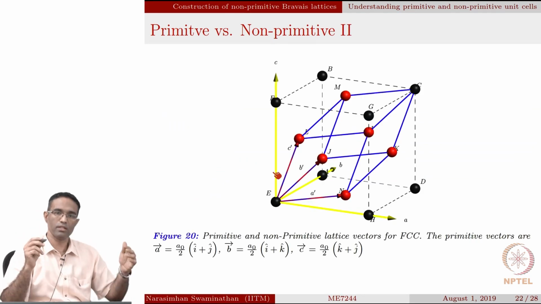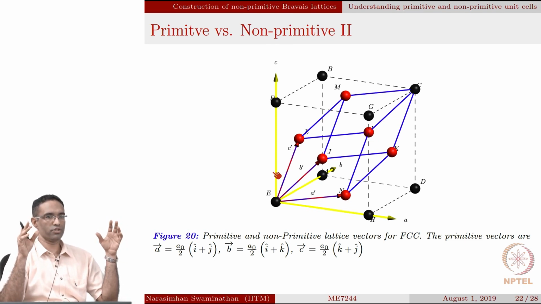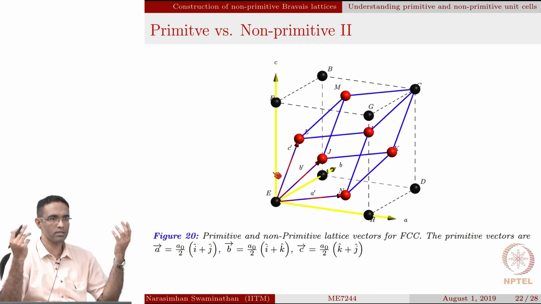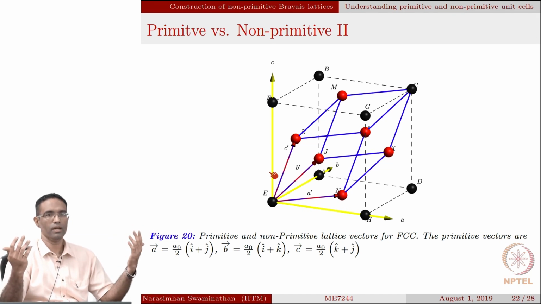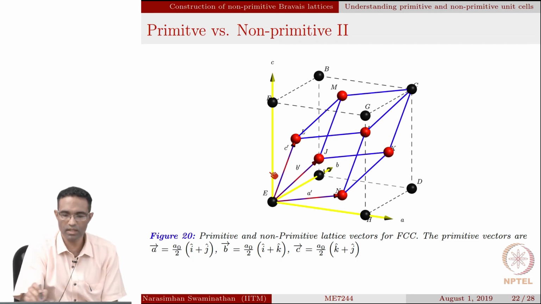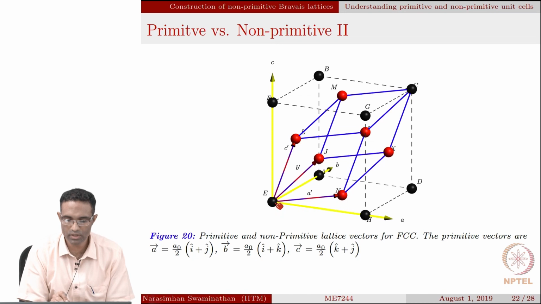The question now arises, is it possible for us to construct or have primitive unit cells for all the Bravais lattices that we talked about? The answer is yes. Okay. So, I will show you an example with FCC structures. So this is an FCC structure. Okay. In general, how do you generate an FCC structure?